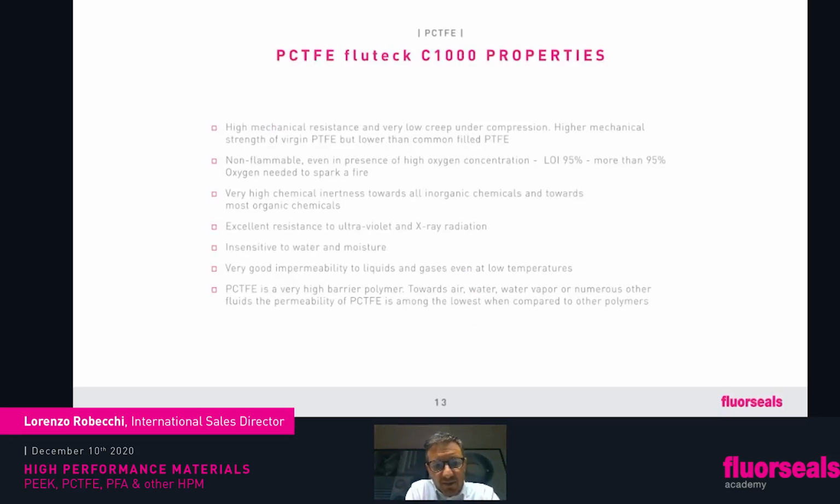Properties of Flutex C100, sorry, my mistake, it's not C1000, it's C100. High mechanical resistance, and we're going to see a very interesting graph later. Not flammable, this is a key point. Not everybody knows the LOI index, the limiting oxygen index, but this is a key point of the use of PCTFE. You need above 95% concentration of oxygen to make PCTFE flammable, meaning it's almost impossible to get it flammable. When it's used in liquid gases, this is something that people really want.